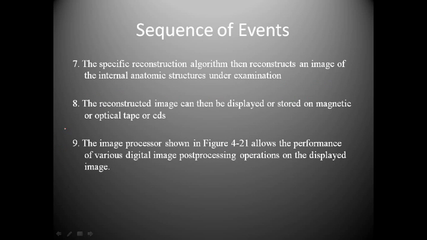Number 7, the specific reconstruction algorithm then reconstructs the image of the internal anatomic structures under examination. We'll get to 7 later too. The reconstructed image can then be displayed or stored on a magnetic or optical tape or even CDs. The image processor shown in figure 4-21 allows the performance of various digital image post-processing operations on the displayed image.